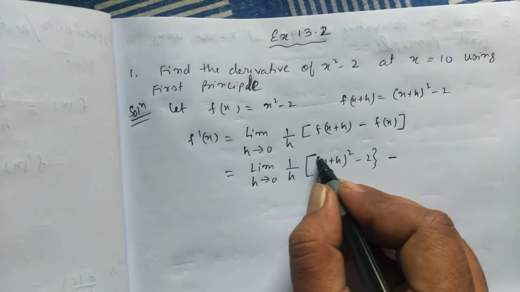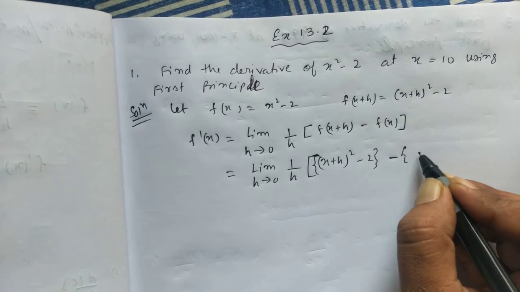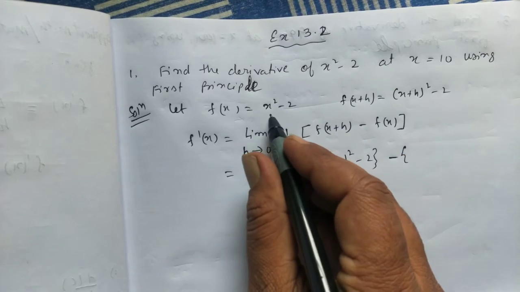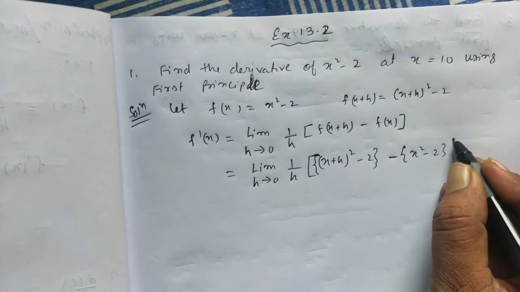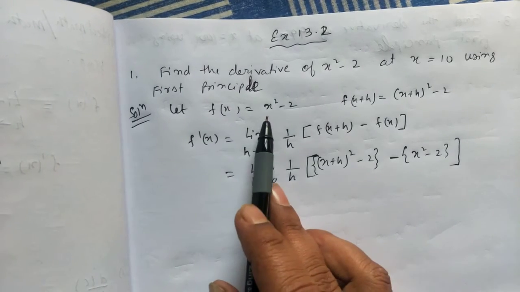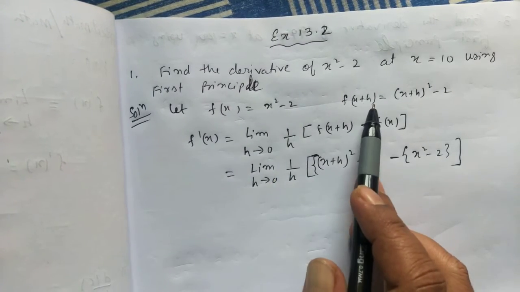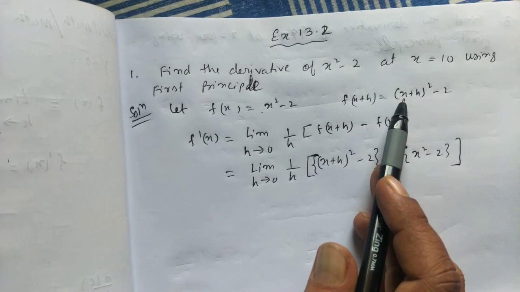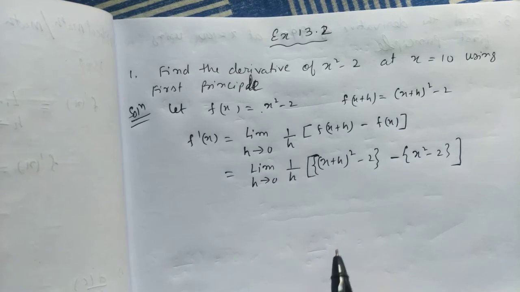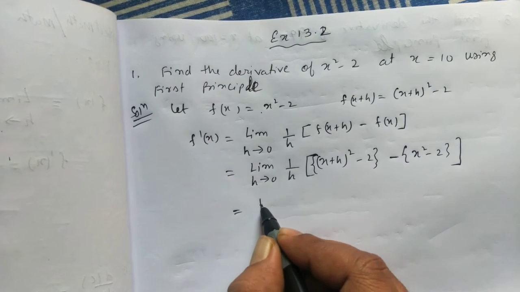Minus f(x), which is x square minus 2. Once again, f(x) is x square minus 2, and f(x plus h) means in place of x you'll put x plus h. So (x plus h) whole square minus 2. Now you can put the value.